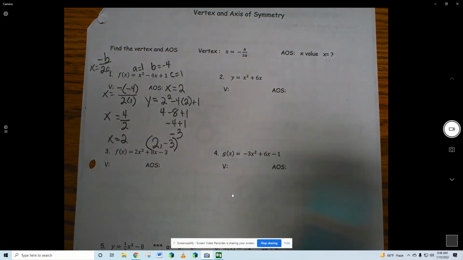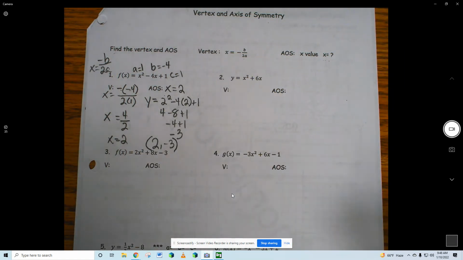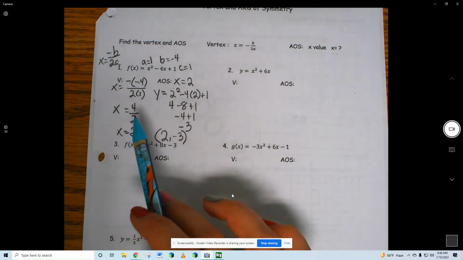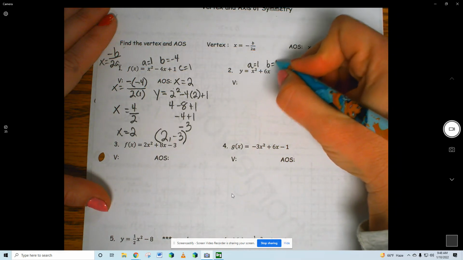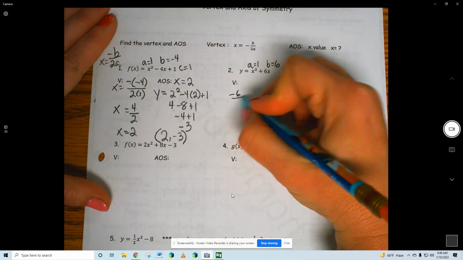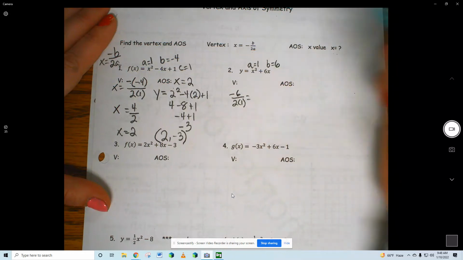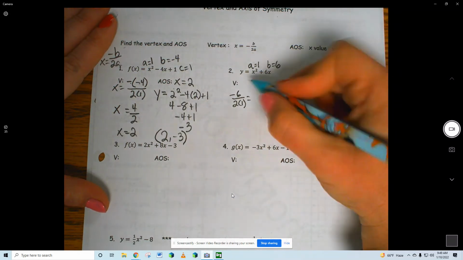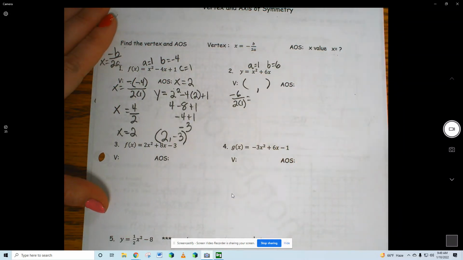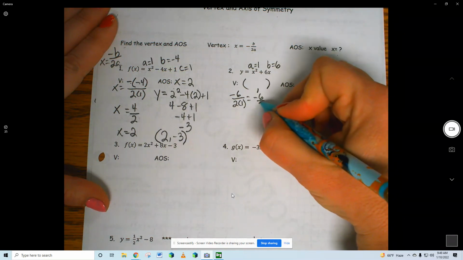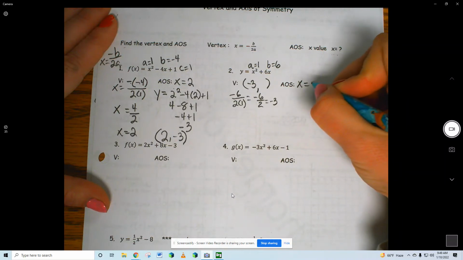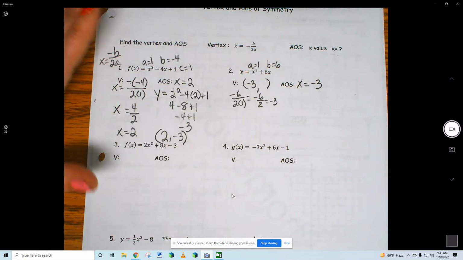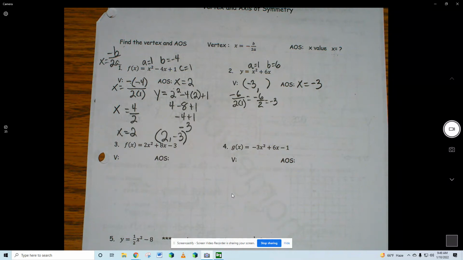Okay. So on these 1, 2, 3, 4, 5, 6, you need to find the vertex by doing a equals 1, b equals 6, negative 6 over 2 times 1. Then you find your vertex, and your axis of symmetry is the first number in your vertex. So I was able to do number 2 pretty quickly because negative 6 divided by 2 is negative 3.